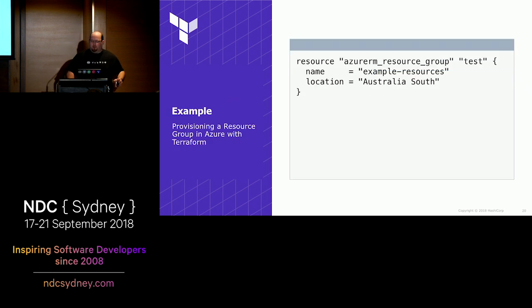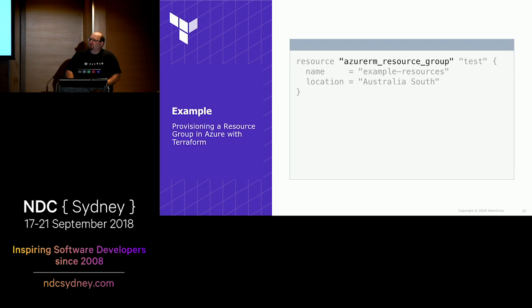So if we go back to the snippet we saw earlier, this is a smaller section of that. If we break this down a little bit, the first word here is resource. Terraform supports two types of thing: a resource and a data source. A resource manages something. In this case, it provisions a resource group in Azure. We'll come to a data source in a bit.